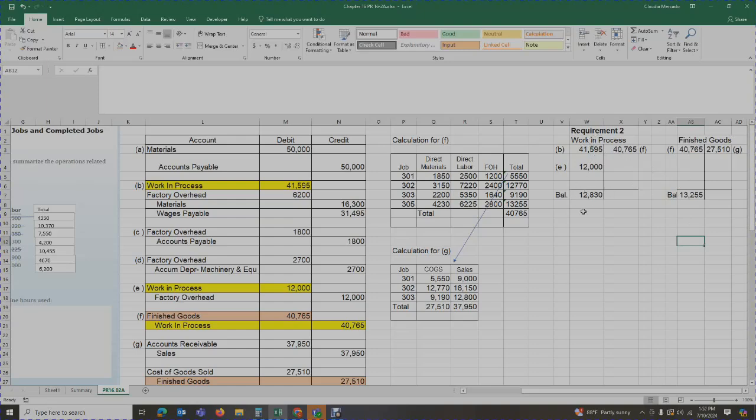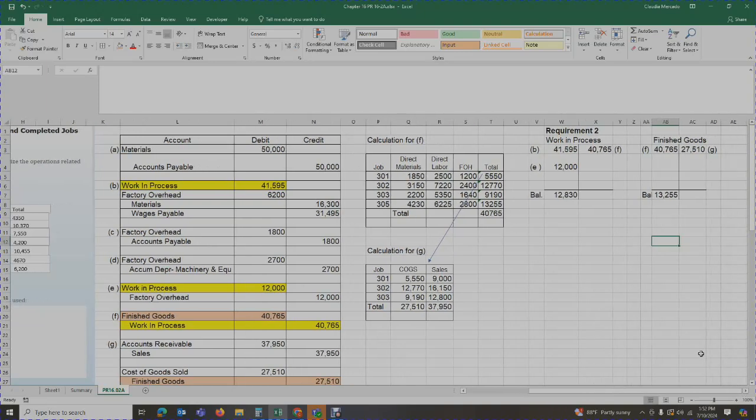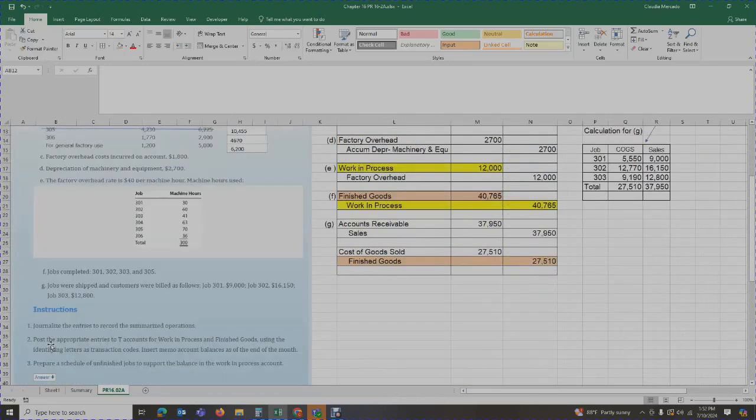I have work in process of 12,830. That means that I'm manufacturing specific jobs, and these jobs have not been completed. They're still in the work in process phase. I've got $12,830 worth of that. And then in my finished goods, this is my bucket where the jobs have been completed and they're ready to be sold, I've got $13,255 sitting in my finished goods. The jobs have been completed. We are just pending the sale. So we need to be able to differentiate between the two. That is requirement 2, calculating those ending balances.